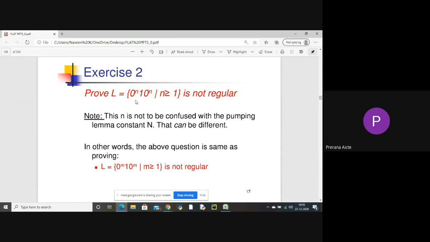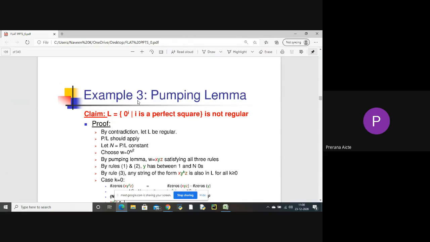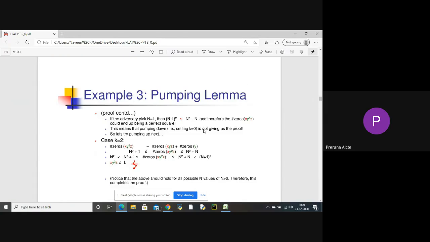So the number of zeros before 1 is equal to the number of zeros after 1. We have a condition, so the language L is equal to 0 power n 1 0 power n is not regular language based on pumping lemma. Here also 0 power i, where i is a perfect square, we have a condition. If any language has a condition like this, it is not regular language, because the finite automata does not contain any arbitrary memory to store or to check whether the given conditions are satisfied or not. So it is not regular.